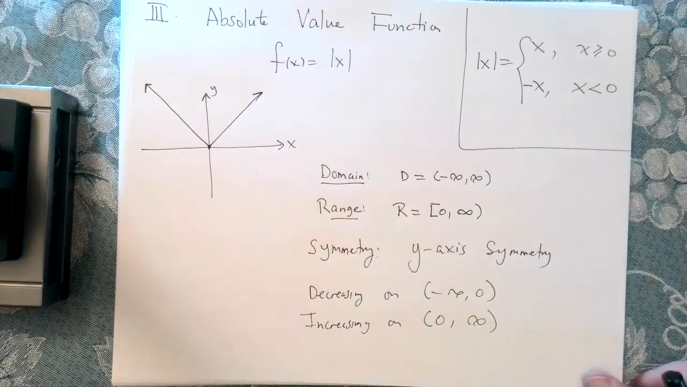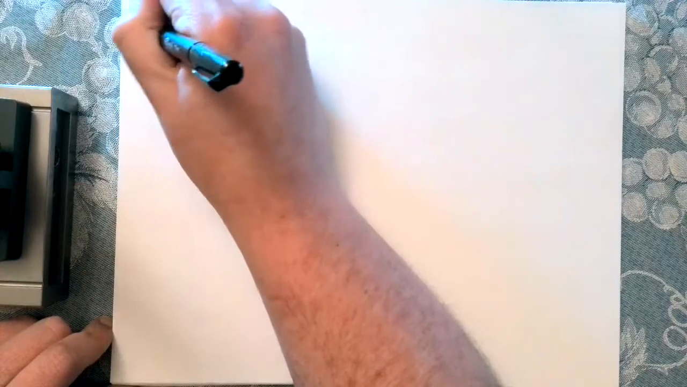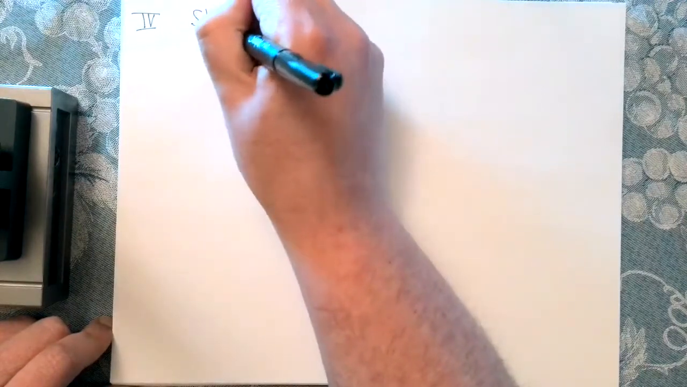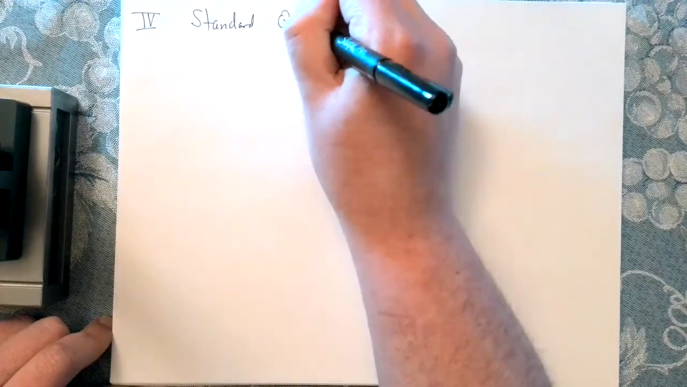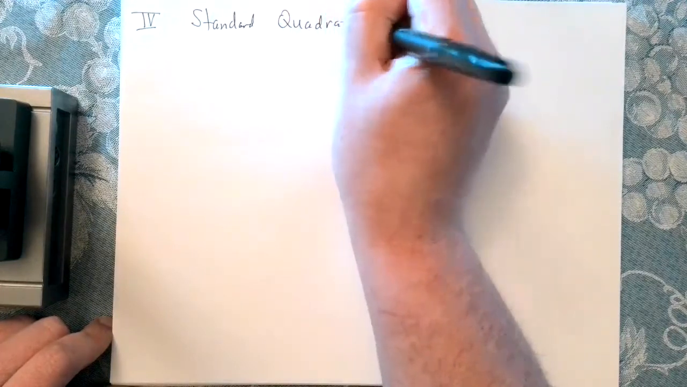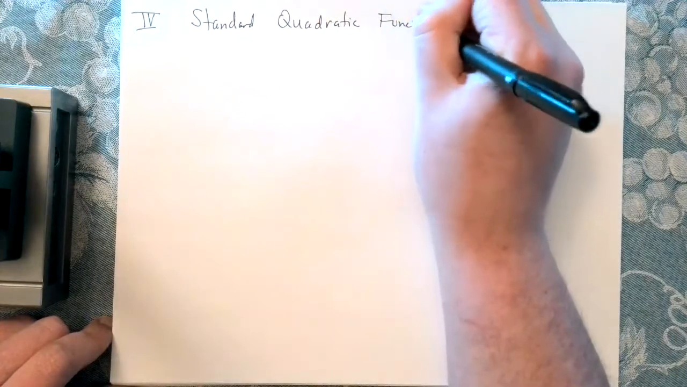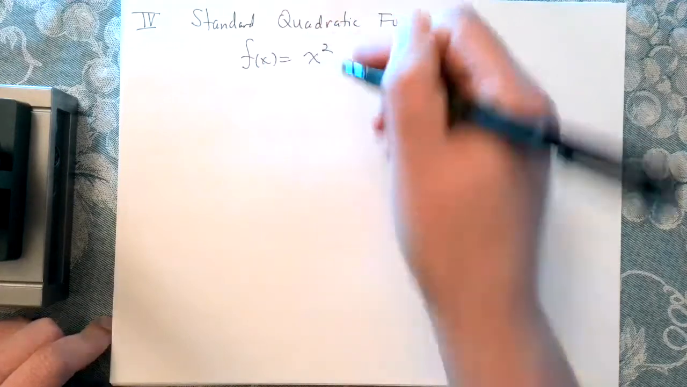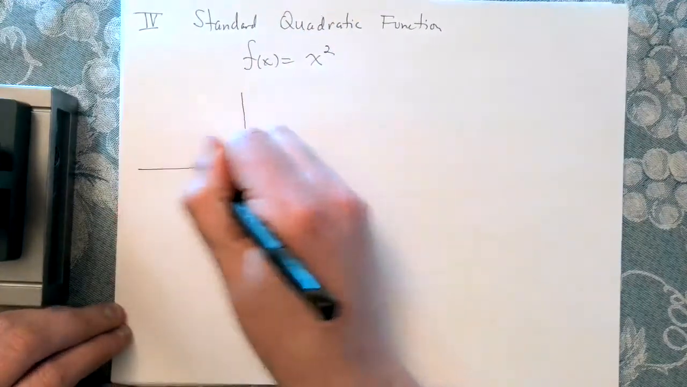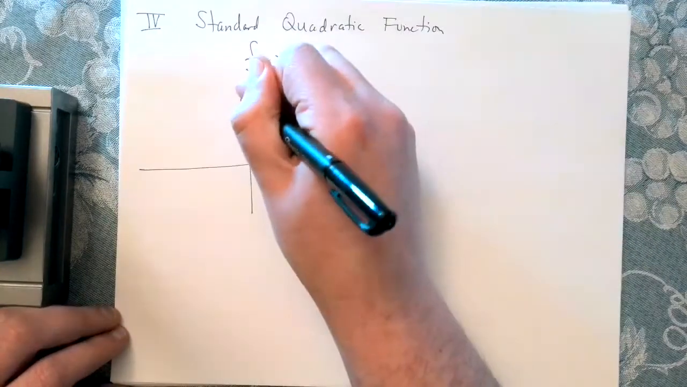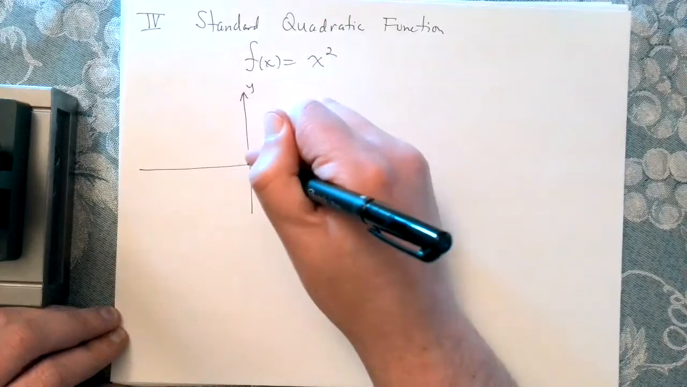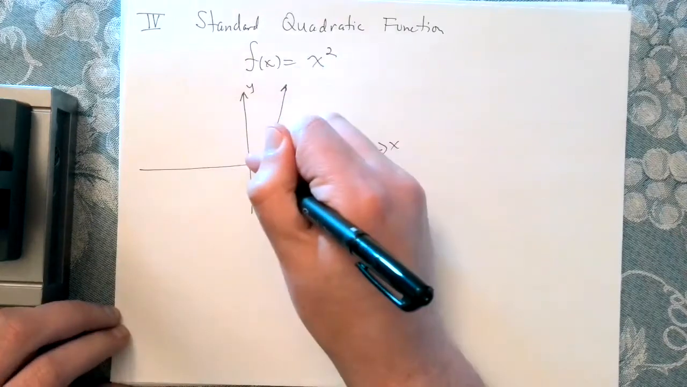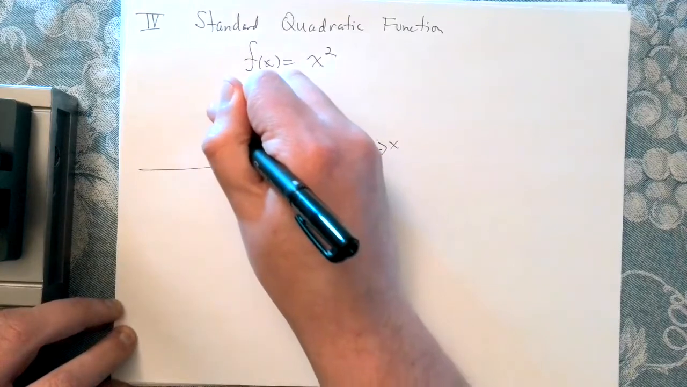So next up is another classic. Next is a standard quadratic. And so this is f of x equals x squared. So it's sort of a classic parabola with its vertex at the origin. It's got this smiley concave upward shape.